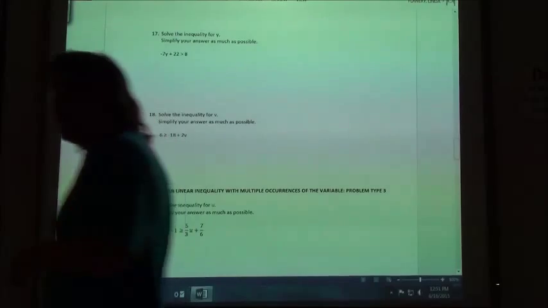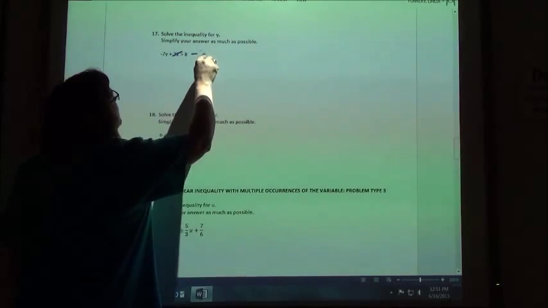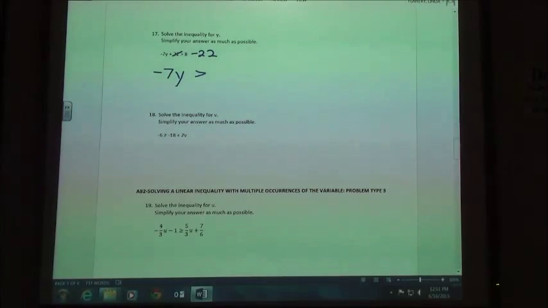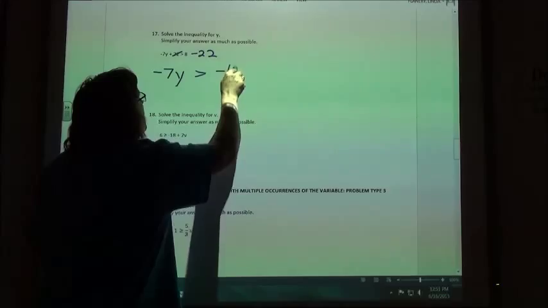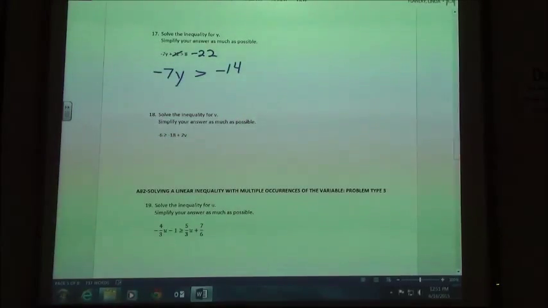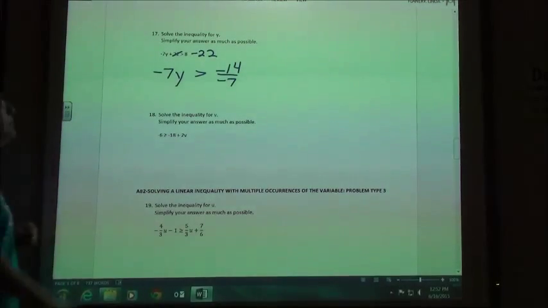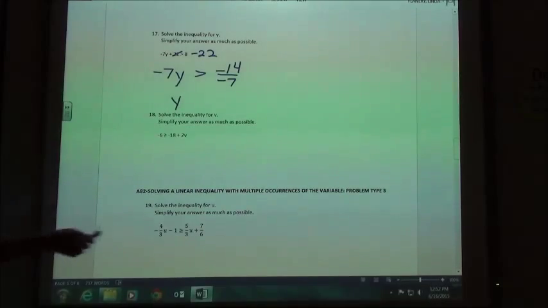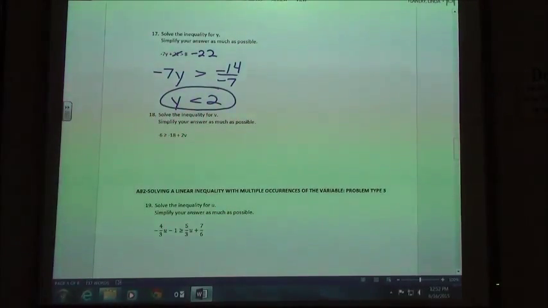So on number 17, if we're going to solve that for y, we would do what? Subtract our 22, and we'd have negative 7y is greater than negative 14. And then we end up dividing by negative 7, and so our answer would be y is less than 2. Again, we divided by a negative, so we ended up flipping our inequality sign.